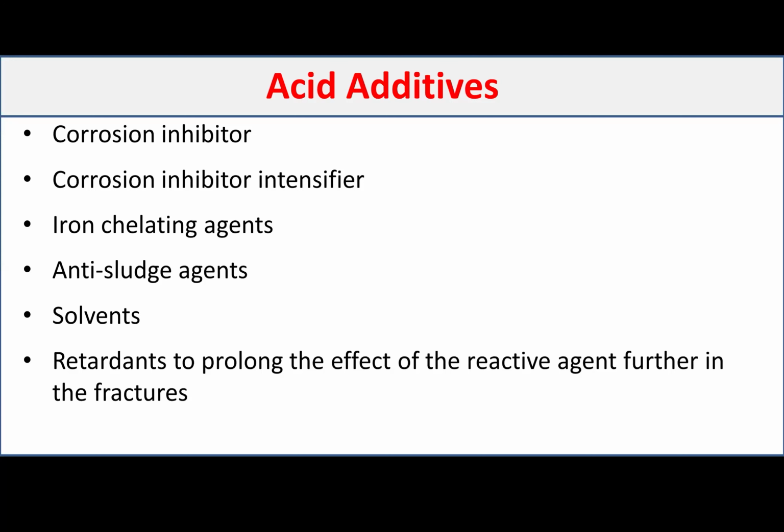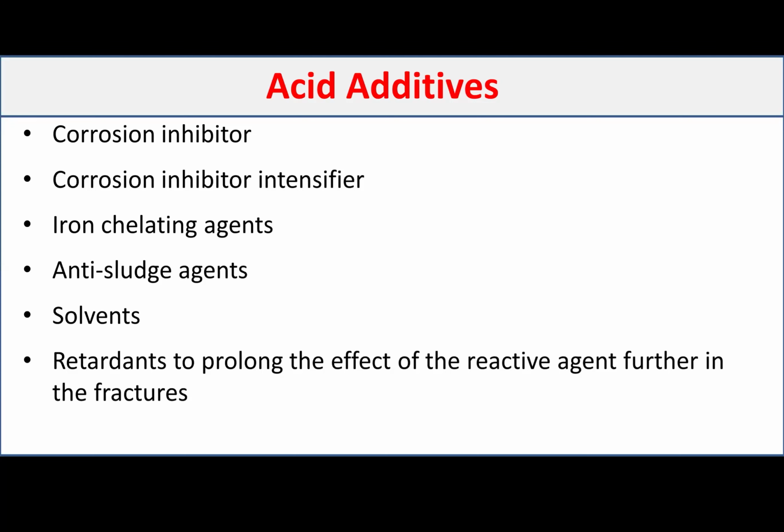The most important one, the first one, will be the corrosion inhibitor. No acid formulation will be pumped without corrosion inhibitor. Even if it's a small amount, even if we're not thinking there is corrosion, low temperature, nothing, we always should have a corrosion inhibitor. We need to protect the tubing. So corrosion inhibitor is a must additive. You have something called corrosion inhibitor intensifier, an additive that you add in addition to the corrosion inhibitor when the temperature is higher than 200 or 250 Fahrenheit.